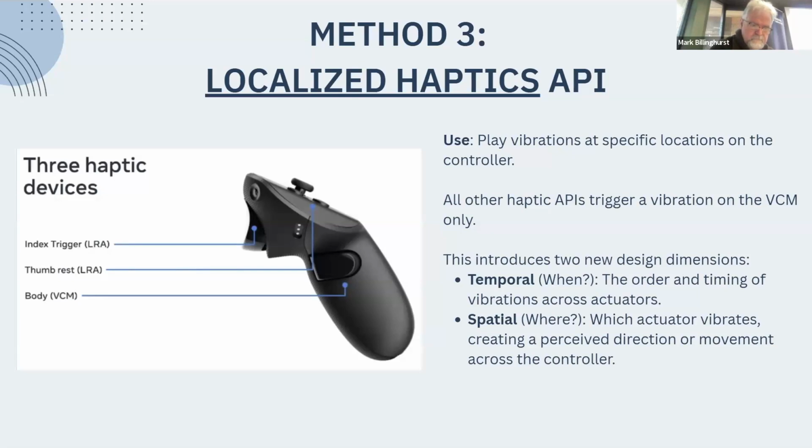So this allows you to add two new design dimensions. First is temporal, where you can introduce the order and timing of vibrations across the different actuators. And the second dimension is spatial, which is about where. It would allow you to control which actuator vibrates first, creating a perceived direction or movement across the controller.